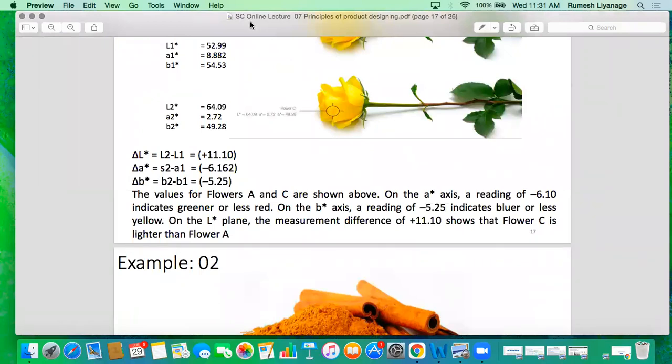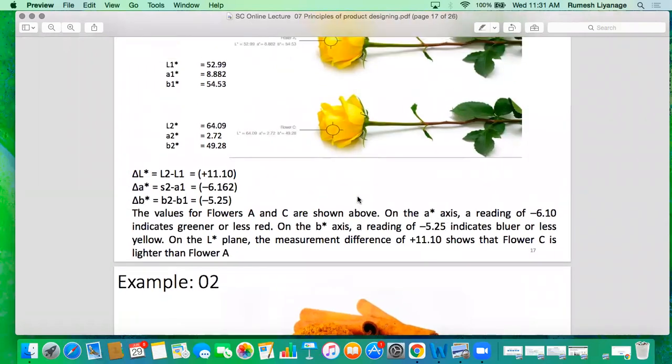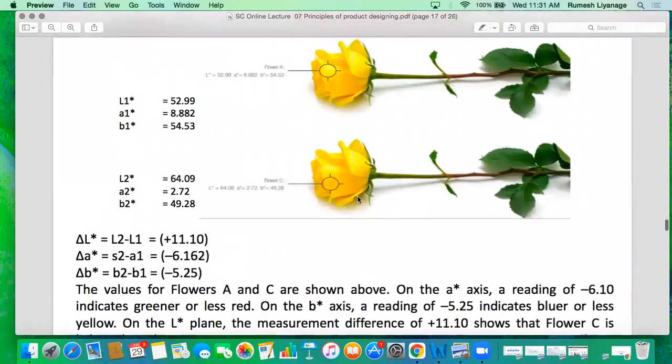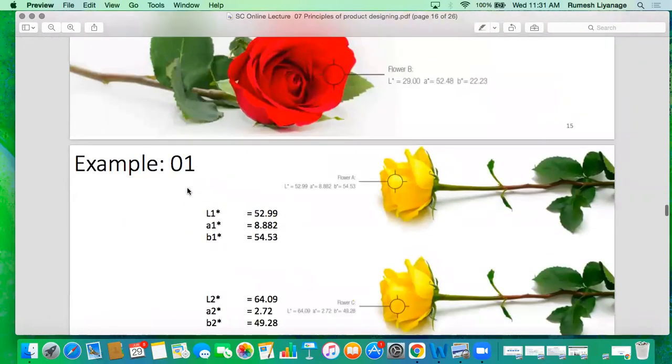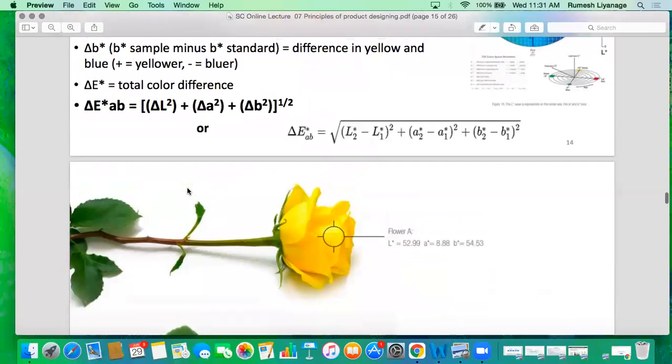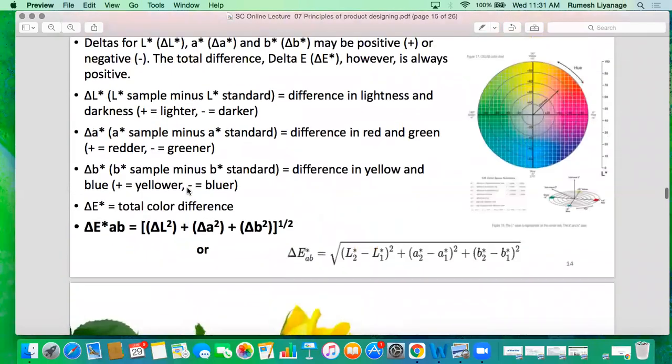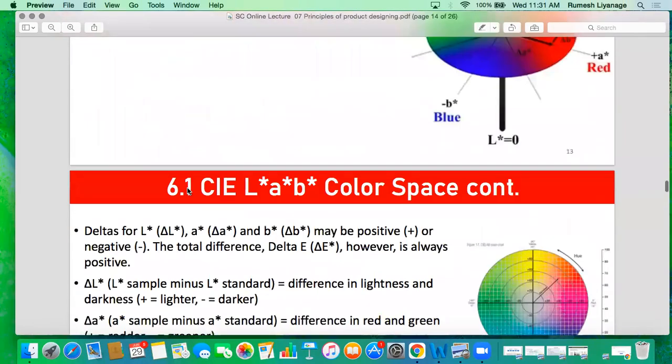Oh, Kian, what is it? Sir, would you please explain a little bit about that? How to do this calculation then? Yes, sir. Right. Can you understand the LAB? No, sir. LAB.